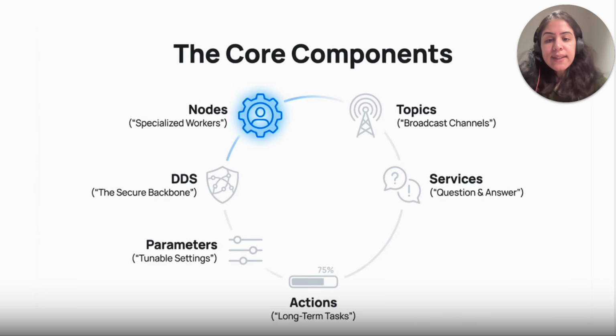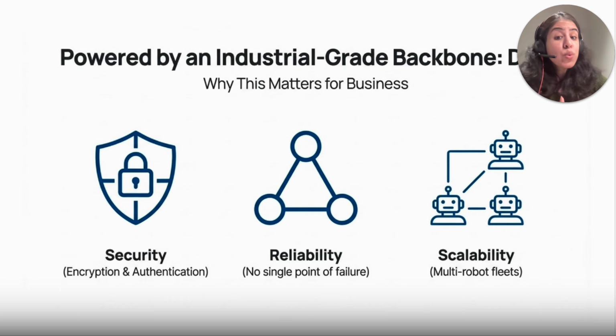The last one is the data distribution service, which is also known as DDS. So, here's what makes ROS2 really special. It uses data distribution service for communication. Now, why that matters for businesses is that there isn't any single point of failure. So nodes discover each other automatically.